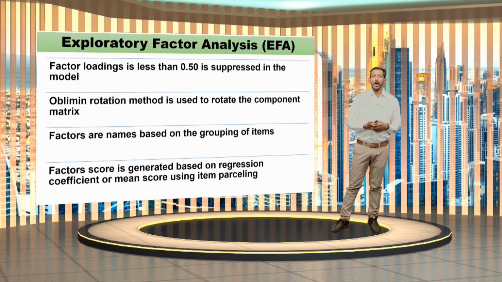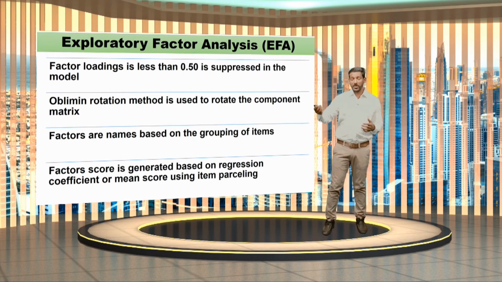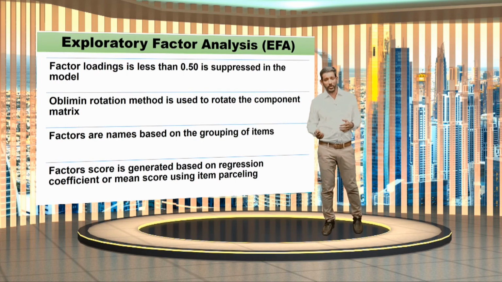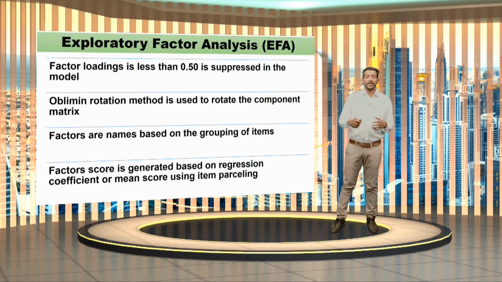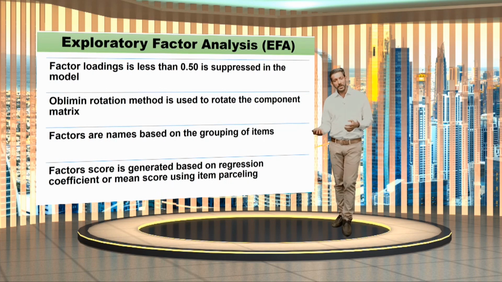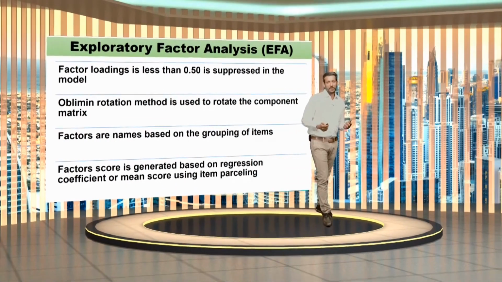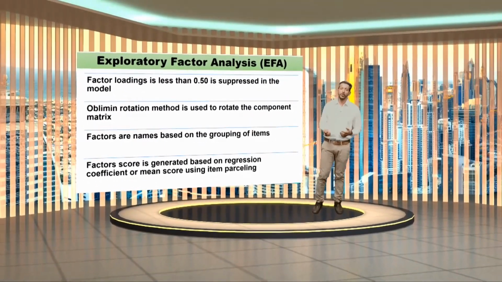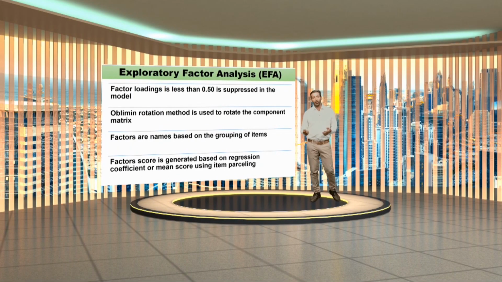And the outcome of the factor analysis has to be used further for some other analysis, in terms of path or regression or some other analysis. So the factor score is the outcome of the factor analysis. We can generate the factor scores by using a regression method or by using a mean score, the item parceling method. So either you can use regression or you can use a mean score with the help of the item parceling method. I will show what the item parceling method is when I give the demo on this.